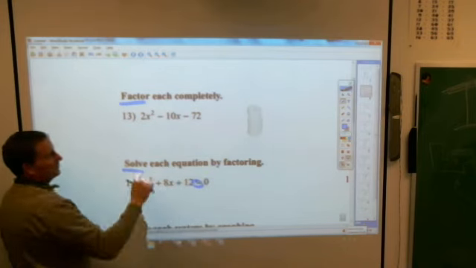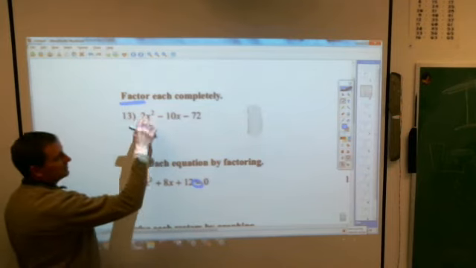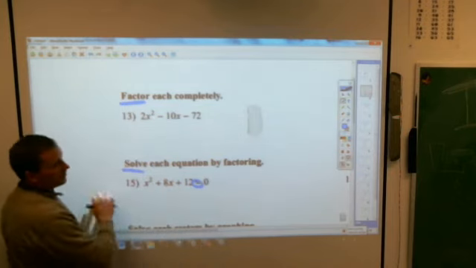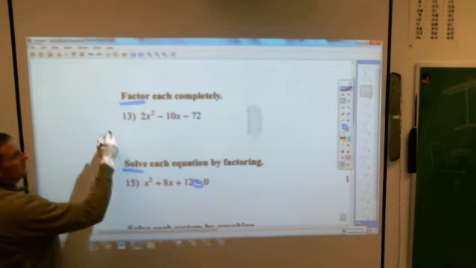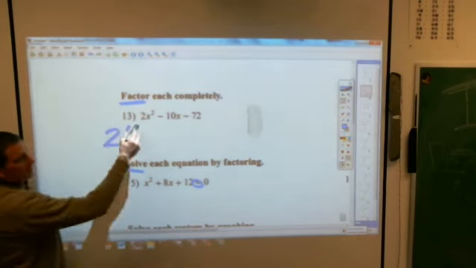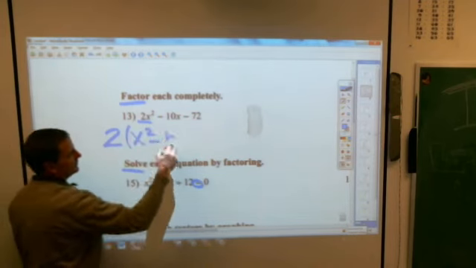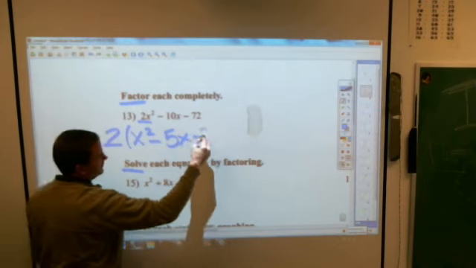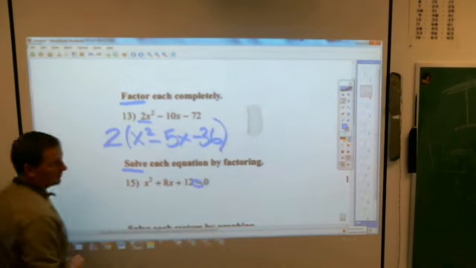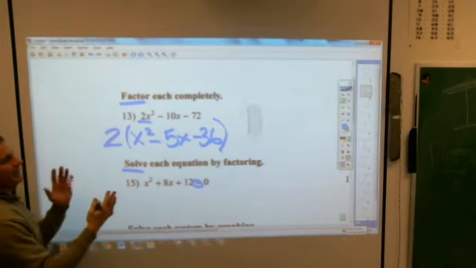When you're asked to factor, the first thing you look at is every term and say, do they all have a common factor? In this case, they do. You can take a 2 out of all 3 of them. 2 out of x squared leaves you with an x squared, 2 out of 10x leaves you with a 5x, and a 2 out of 72 leaves you with a 36.